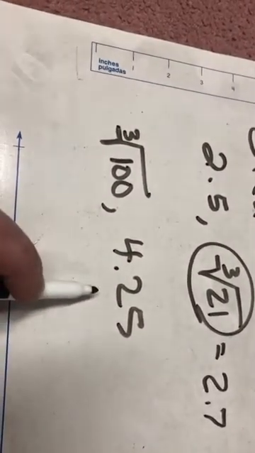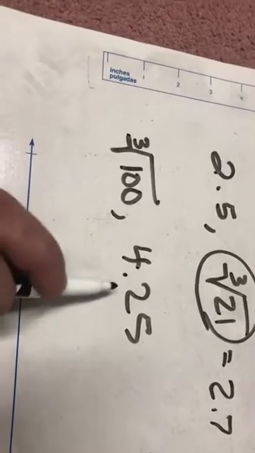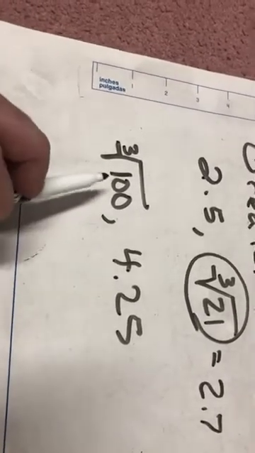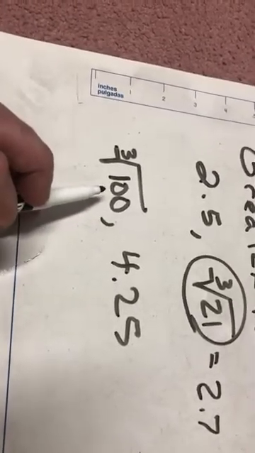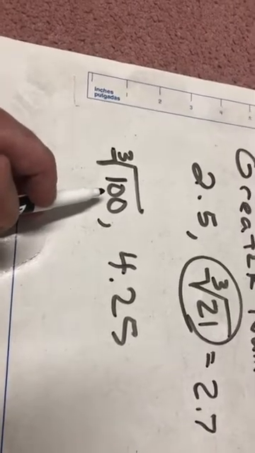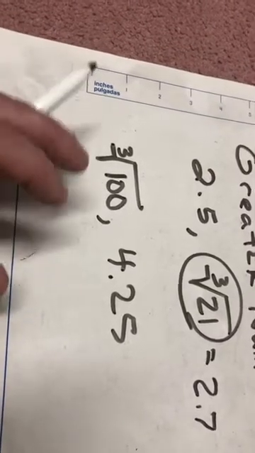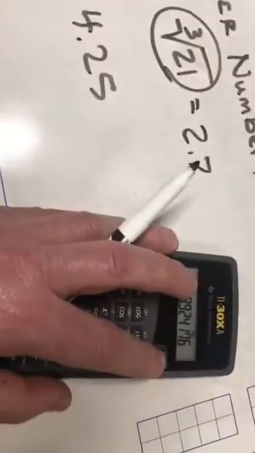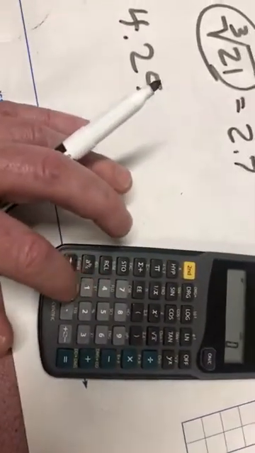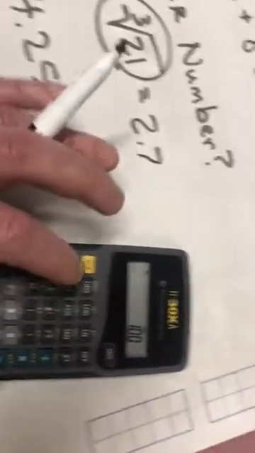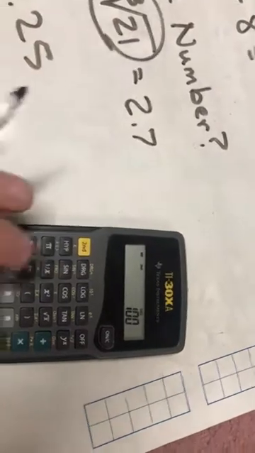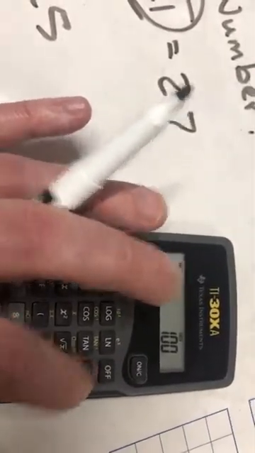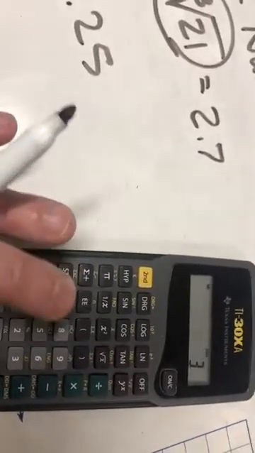So we look at this one. Now we have 4.25. That's pretty self-explanatory. I understand the value of that. What I don't know is the cube root of 100. It's not a perfect cube. All right, there's not three numbers, this times this times this, and it's all the same number that equals 100. So I've got to go to my calculator again. I'm going to punch in 100. Second function, cube root. It's going to be my 3. Then I'm going to press equals.